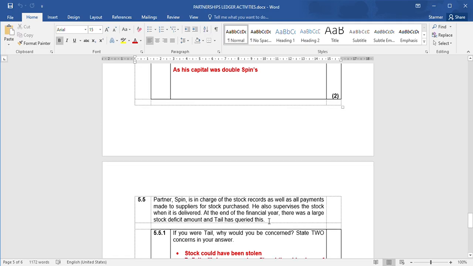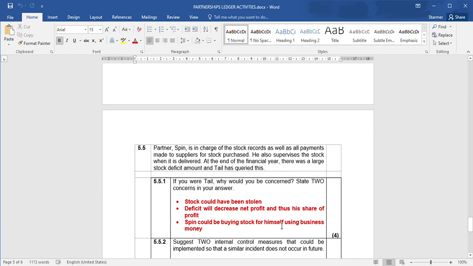Then partner Spin's in charge of the stock records as well as all payments made to suppliers for stock purchases, as well as supervising the stock when it's delivered. At the end of the financial year, there's a large deficit amount, and Tail has queried this. If you were Tail, why would you be concerned? Okay, there's various reasons here. Stock could have been stolen. If you've got a deficit, your net profit will go down, so his share of profit will decrease as well. The partner could be buying stock for himself using business money, in other words, committing fraud. So basically, you can't have the one person in charge of everything.